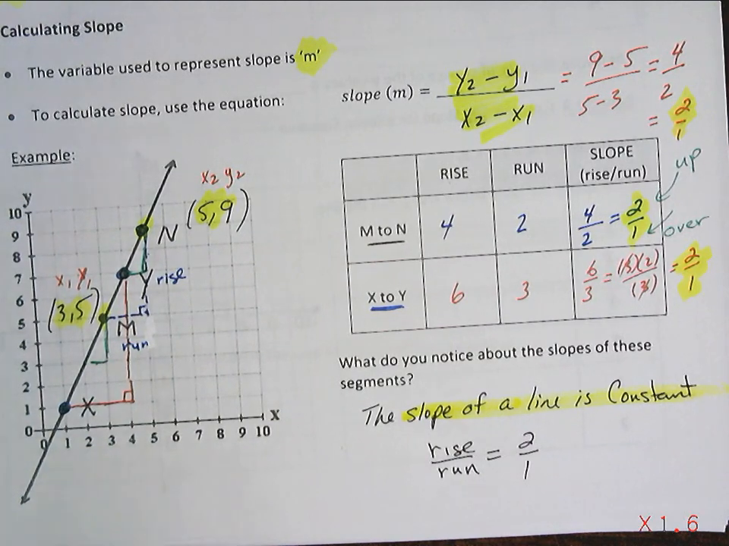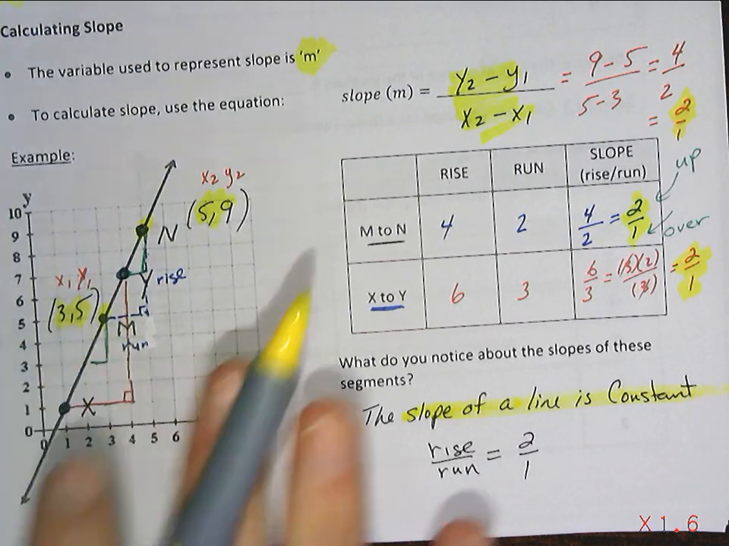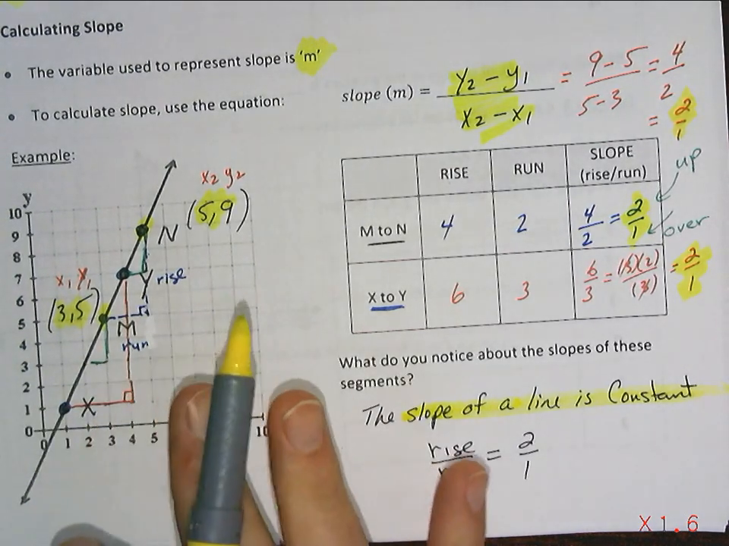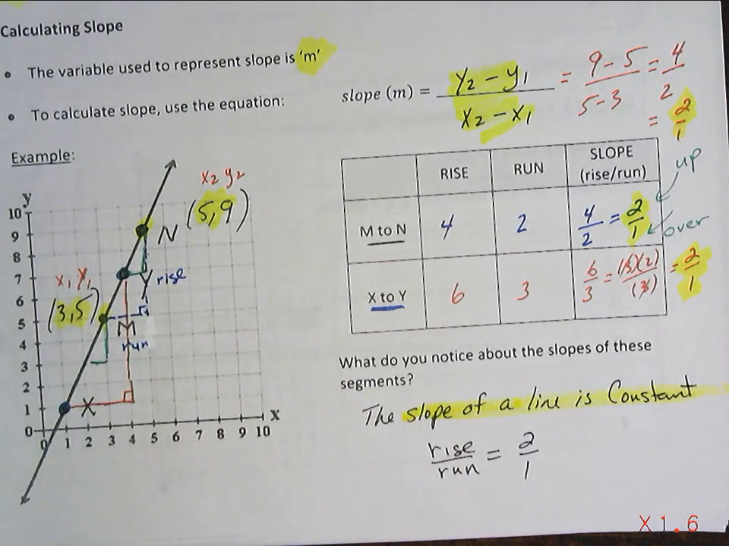Now, question. Do all lines have a slope of 2? No, just this one, right? And some others, but not all of them have a slope of 2. We have lots of different slopes. I'm going to pause the video there and we'll come right back.